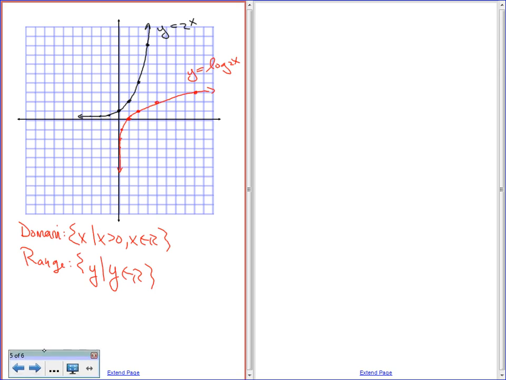Just like the exponential has an asymptote, the logarithmics have asymptotes, except instead of a horizontal one, it has a vertical one. So it has a vertical asymptote at x equal to 0, which is the y-axis. And just like all the exponential functions pass through the point 0 and 1, all the logarithmic functions are going to pass through the point 1 and 0.